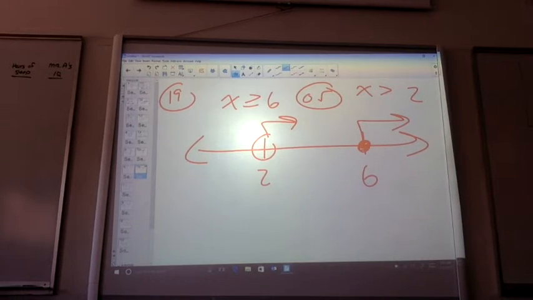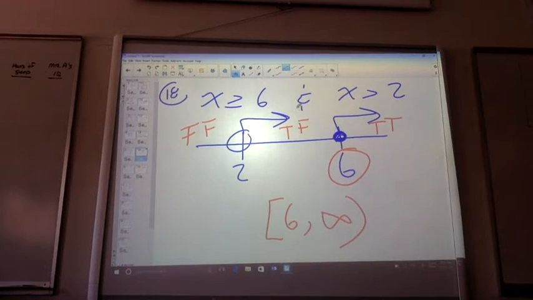So where do I start on this one? Where do I start? At 2. Where do I go to? Infinity. Look at the difference between these. 18 had and. 18 started here.